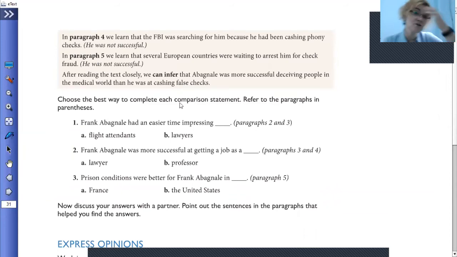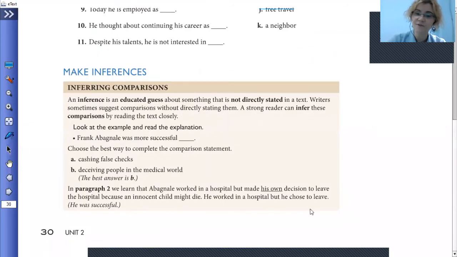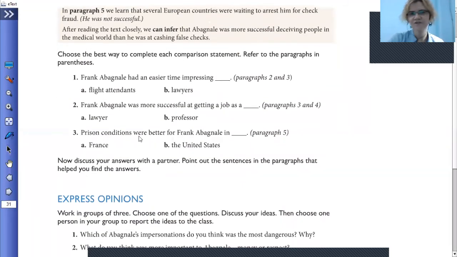So after reading the text closely and looking at paragraphs 2, 4, and 5, we can infer or conclude that Abagnale was more successful deceiving people in the medical world than he was at cashing false checks. Knowing that, he wasn't good at that. But he was good at being in the medical world, because it stated clearly that he worked there, but he chose to leave. He was successful there. He wasn't told to leave. Nobody told him to leave, but he himself wanted to leave because he was afraid that a kid would die. So from these three things, we can conclude that he was most successful doing his fraud in the medical world.